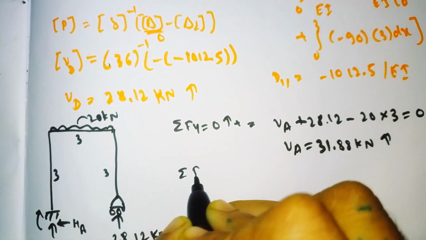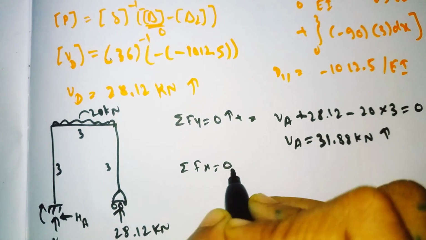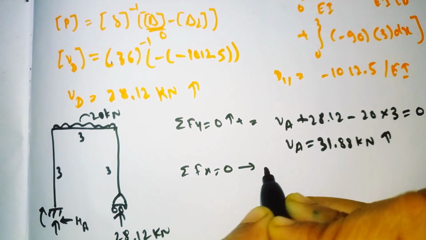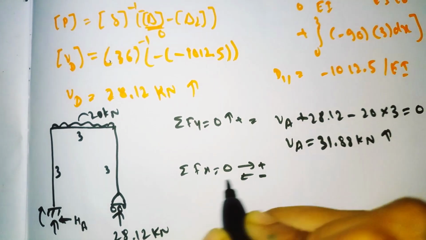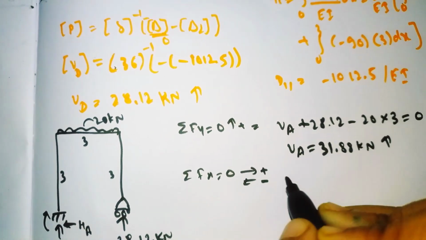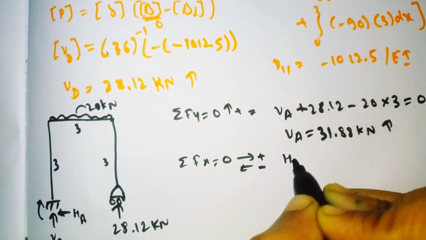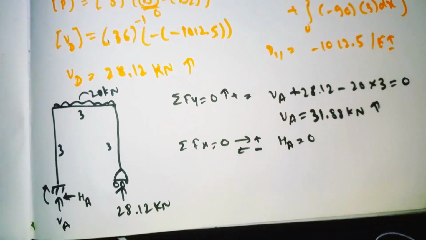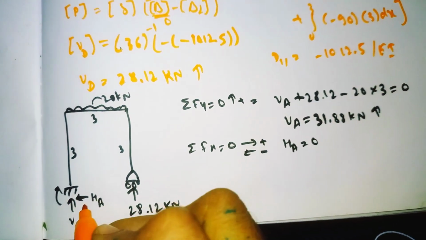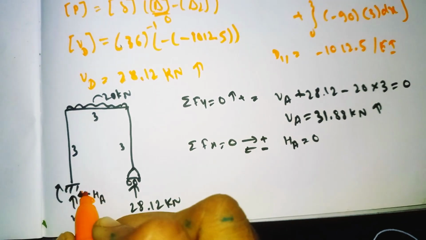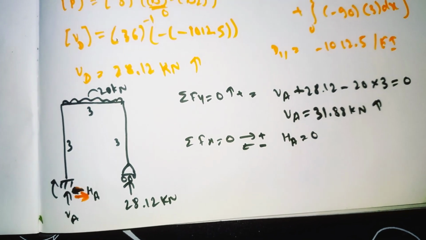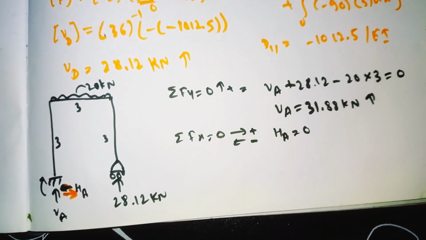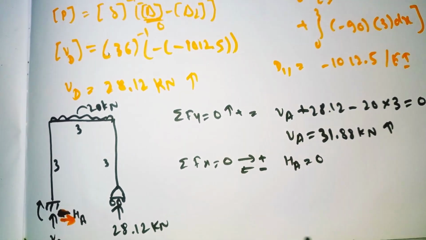Similarly for summation of Fx is equal to 0. In this direction we need to take positive, in this direction we need to take negative. Here there are no horizontal forces, so our HA becomes 0. We need to make it like this, in this direction. In this direction we need to take positive HA.